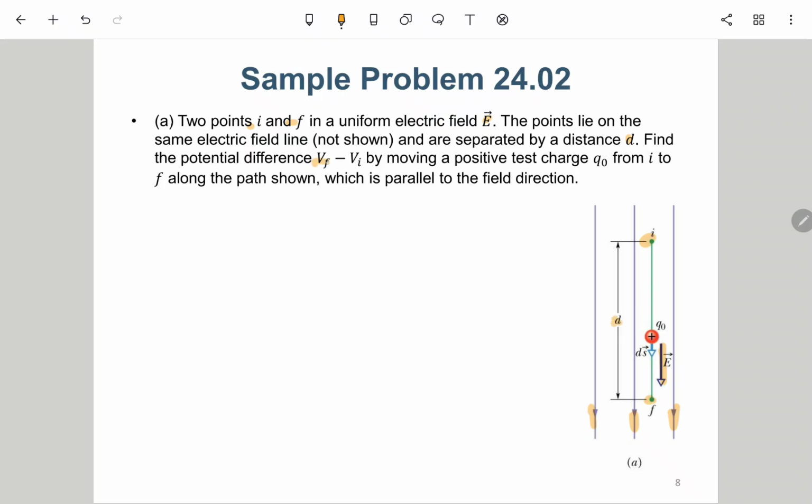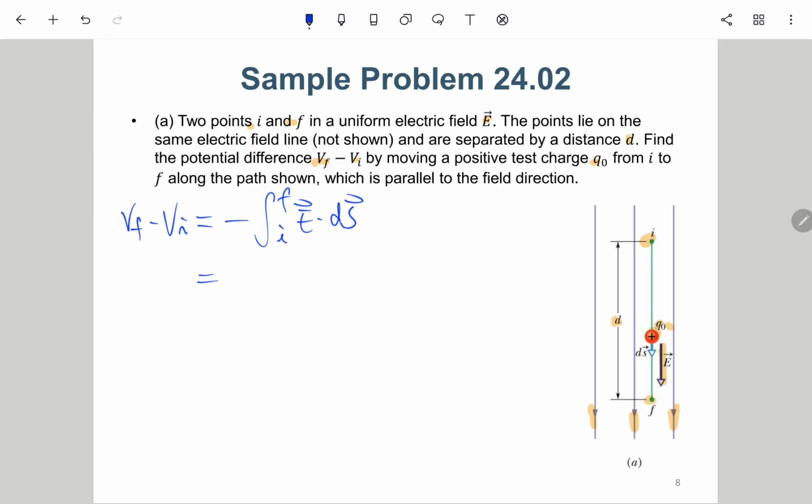Find the potential difference Vf minus Vi by moving the positive test charge Q0 from I to F along the path shown, which is the path in green, parallel to the field direction. This is pretty easy. Vf minus Vi will be the negative integration of E dot ds from I to F. It doesn't necessarily need the line integral, but let's use it so that you don't need to be afraid of it.